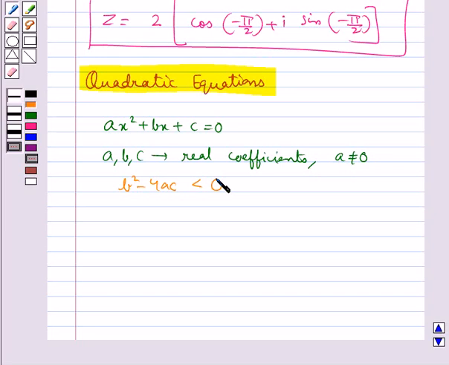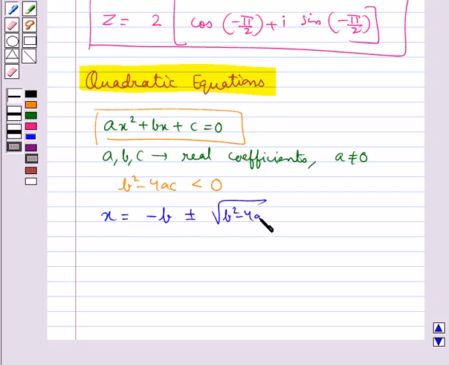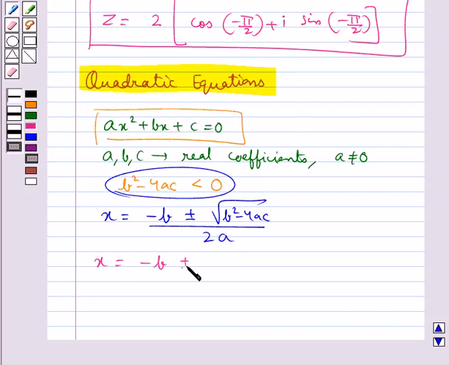So now the solution to this quadratic equation is available in the set of complex numbers and it is given by x equal to minus b plus minus square root of b square minus 4ac upon 2a. Now since b square minus 4ac is negative, we get x equal to minus b plus minus square root of 4ac minus b square times i, upon 2a.